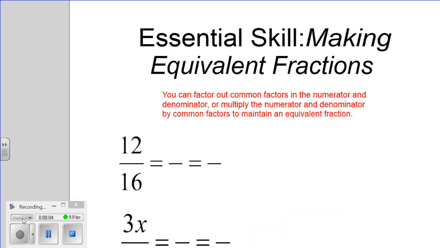Right, so an essential skill that you need to know how to do for this unit is to make an equivalent fraction. So you can factor out any common factors in the numerator and the denominator. That should not be new news to anybody. We just got done doing that. Or you could actually multiply the numerator and denominator by any common factors to maintain an equivalent fraction. So let's go ahead and I want you to make some equivalent fractions to these two. I'll pause the video and come up with mine, and you do the same.